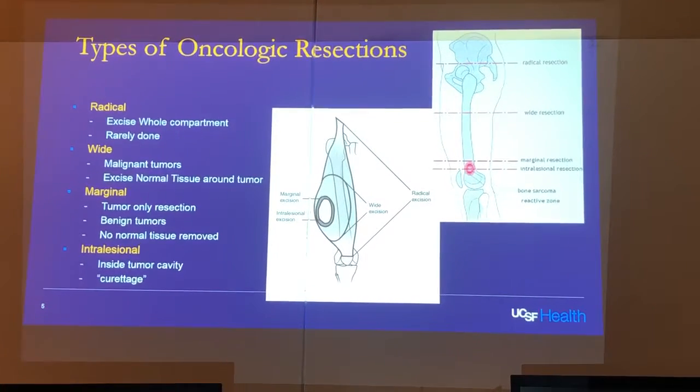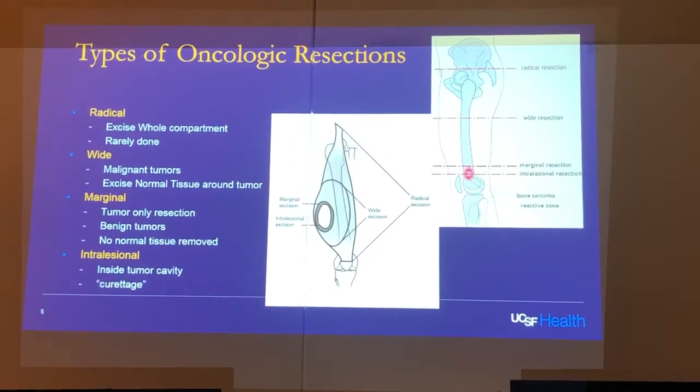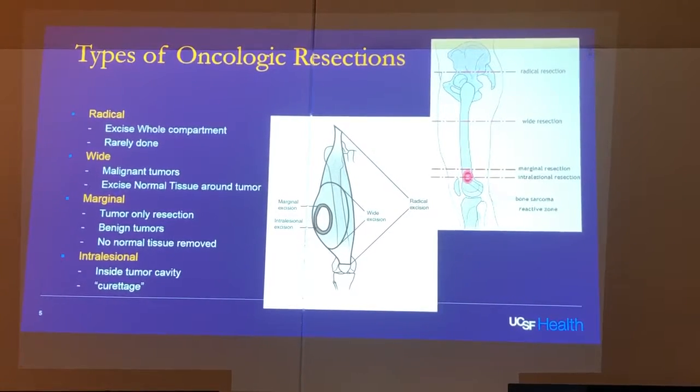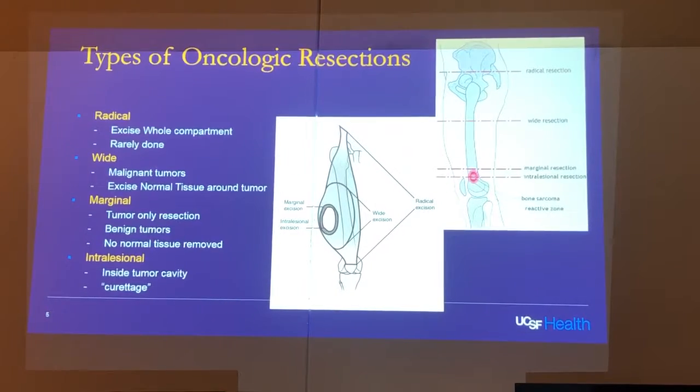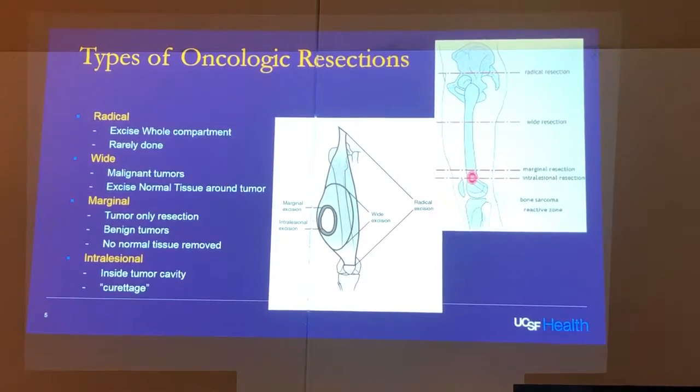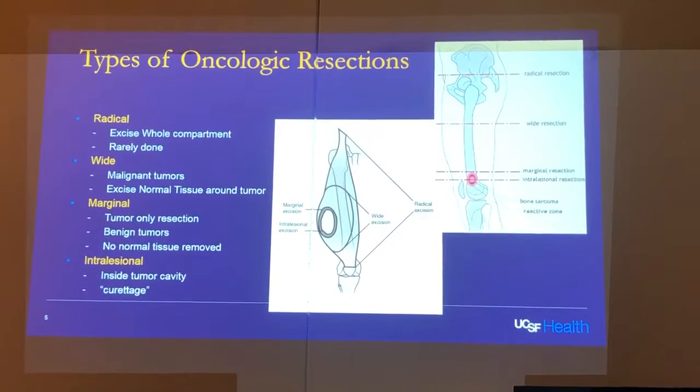Now the exception to wide is we're sometimes really close to the tumor if it means sparing a really important nerve or vessel. So there are times we definitely get close, but for our malignant resections, we're really actually trying not to get into the tumor.